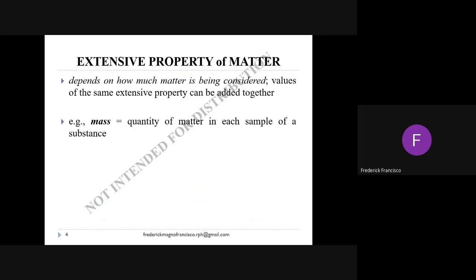The values of the same extensive property can be added together. For example, two copper coins will have a combined mass that is the sum of the masses of each coin. And the length of two tennis courts is the sum of the lengths of each tennis court. Volume, defined as length cubed, is another extensive property.